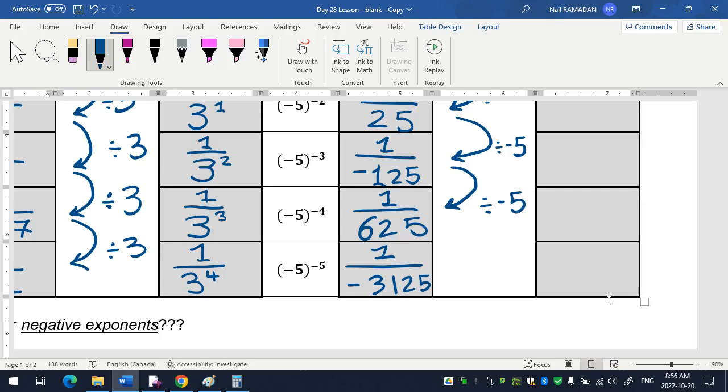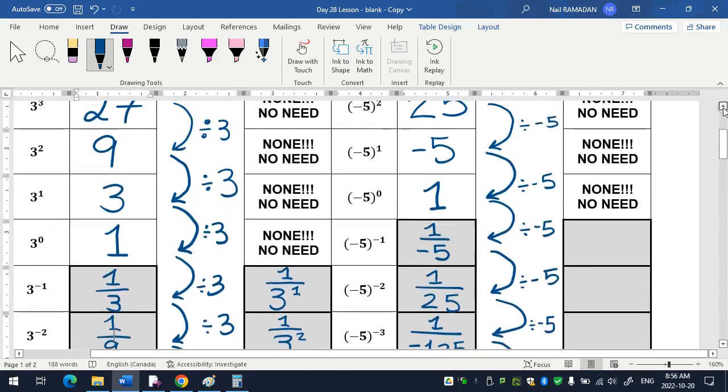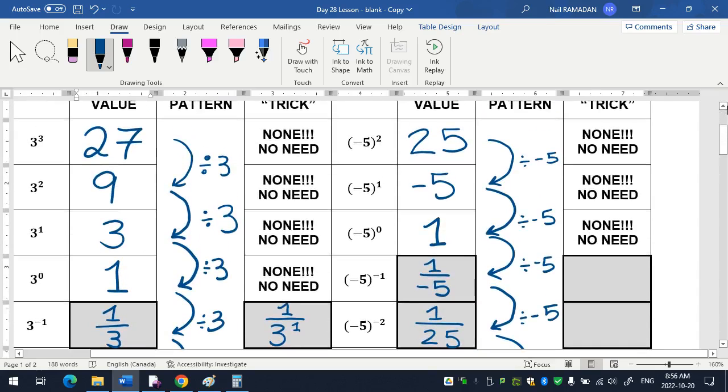Okay. Let's go to the trick column. All right. Do we need tricks for the first three? Everyone, do I need a trick for the first three? By the way, when your exponent is positive, you do not need a trick. If your exponent is positive, there's no need for a trick. You only need a trick once you have a negative exponent.